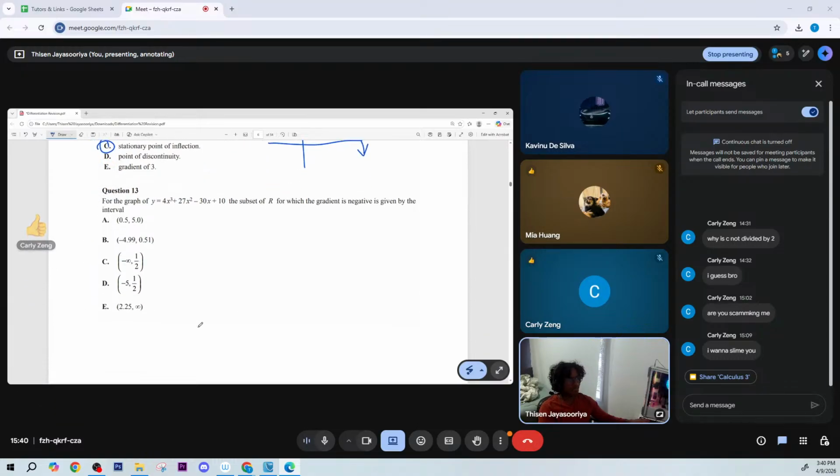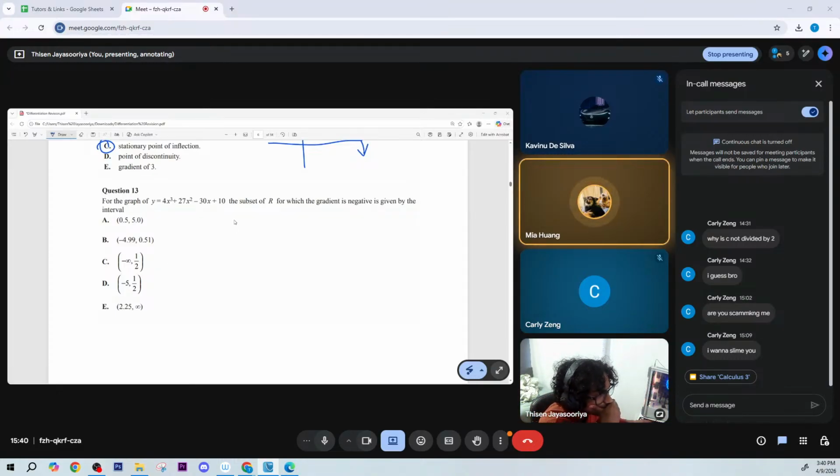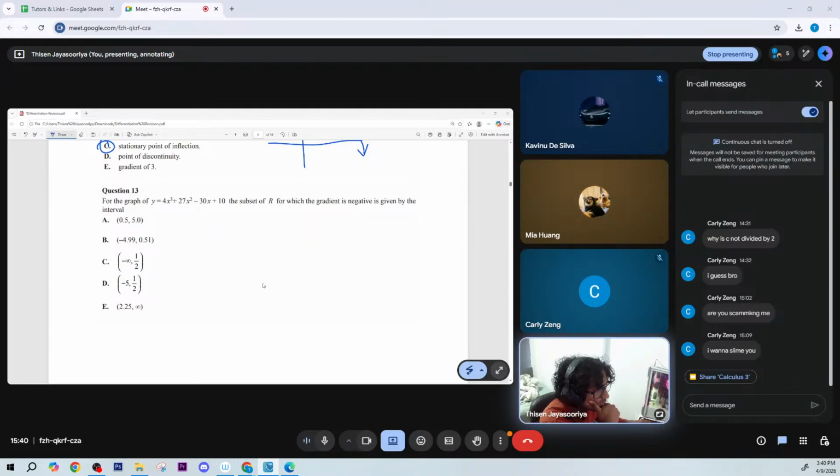What about this one? Mia, how can I find for which the gradient is negative? Should I graph it? Yeah. Go ahead, graph it. You have the calculator at your disposal. Come on, guys. It's just the calculator. It's like the second coolest tool that you guys have.